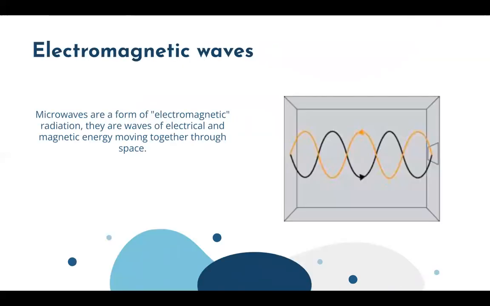Electromagnetic waves. Electromagnetic waves are waves that are created as a result of vibrations between an electric field and a magnetic field. An example of that is microwaves. A microwave is simply a wave of electrical and magnetic energy moving together through space. Microwaves have a range of applications, including communication, radar, and perhaps best known by most people, cooking.